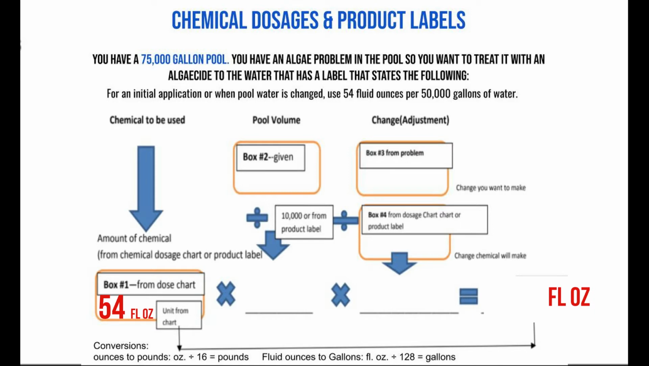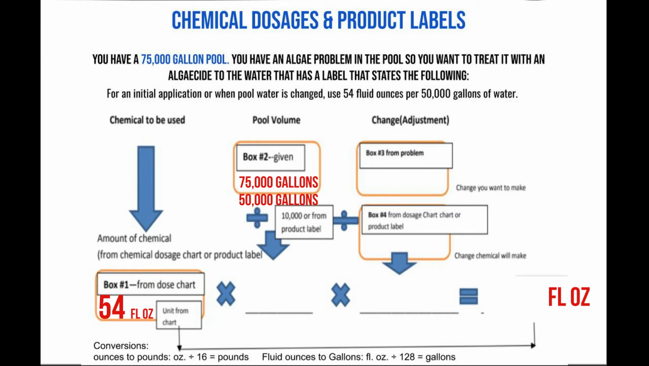Now we got to fill in box number 2, which is our volume in the problem, which is 75,000 gallons. Then we're going to divide that by, from the product label, it says 50,000 gallons. Now we're going to take these two numbers and divide them. And so the answer that we will get there, if you take your 75,000 divided by your 50,000, you get 1.5 right here.